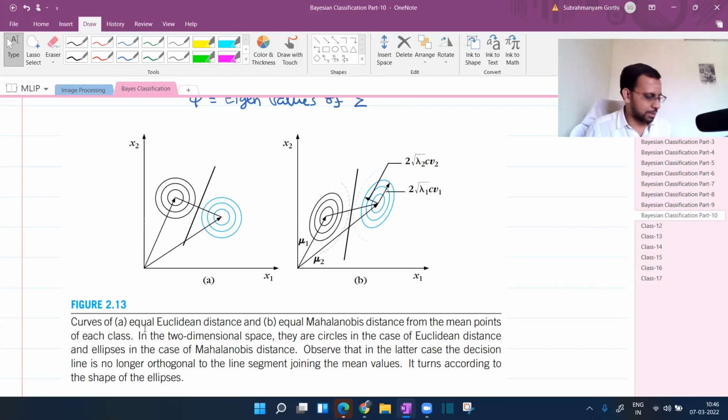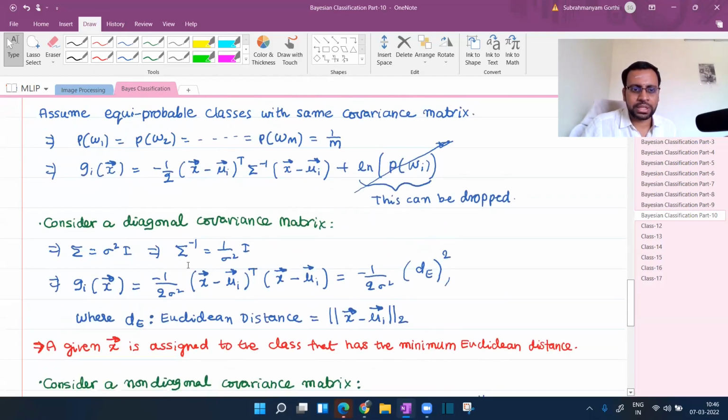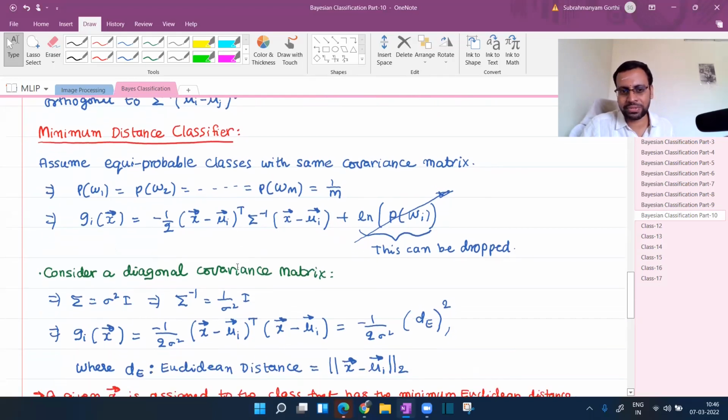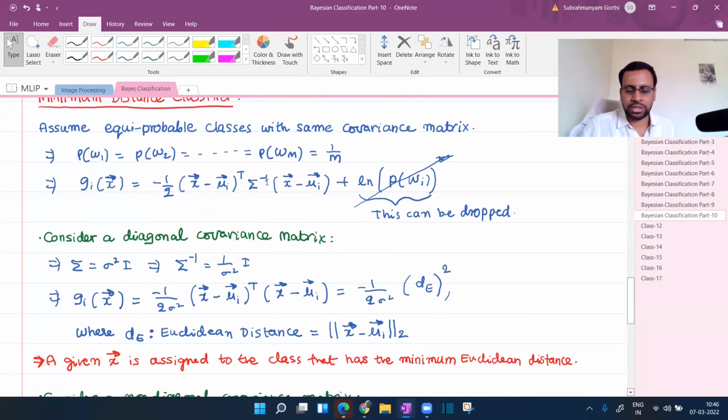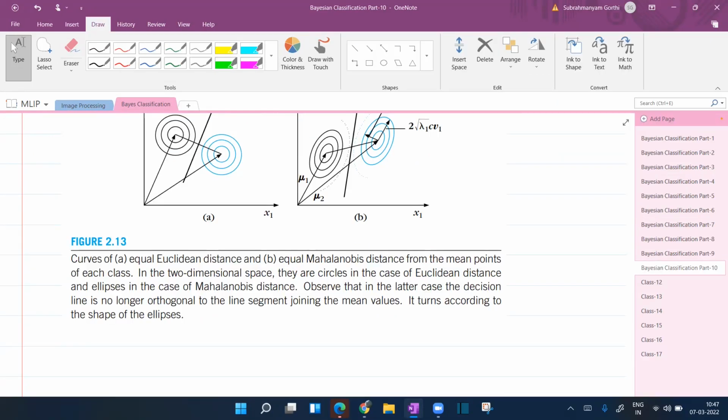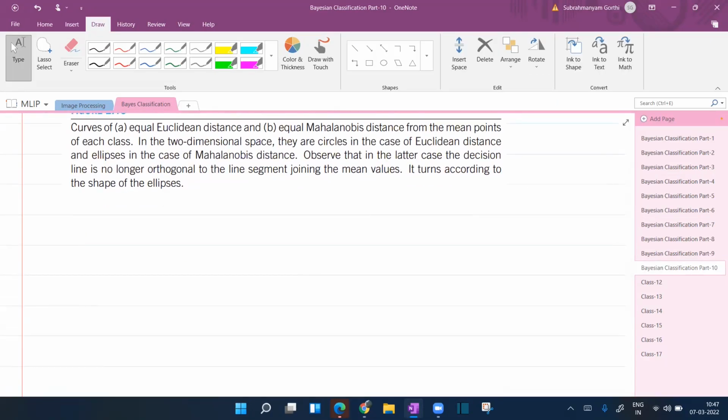Since we have some more time of 10 minutes, I would like to solve one simple problem here. Particularly for this diagonal covariance, the minimum distance classifier. How do you do a classification given this diagonal covariance matrix? Okay, so let's work out some example. Again, this example is also from the textbook only, but let's work it out.